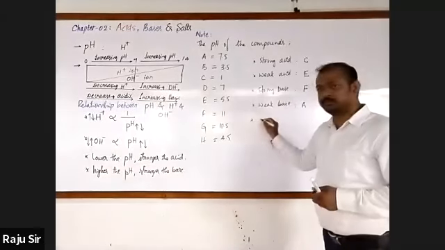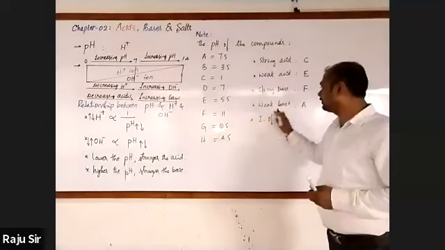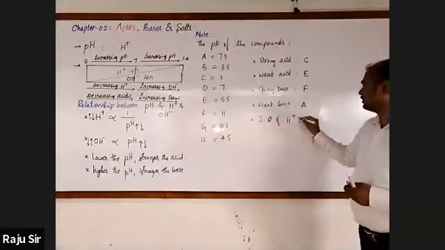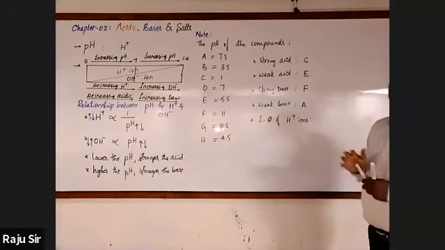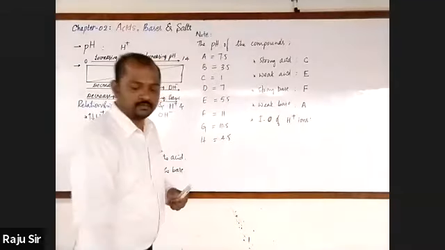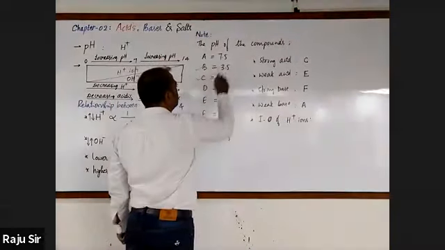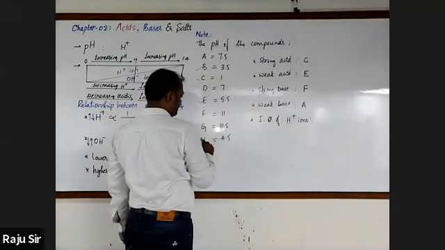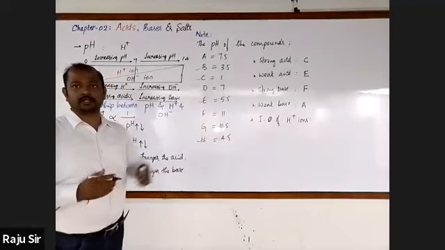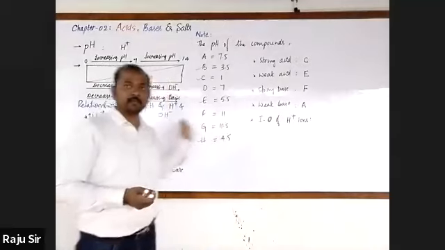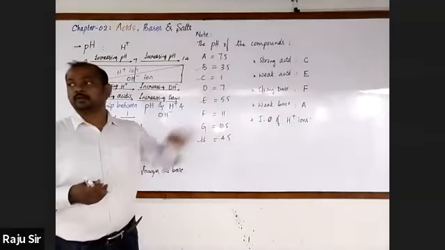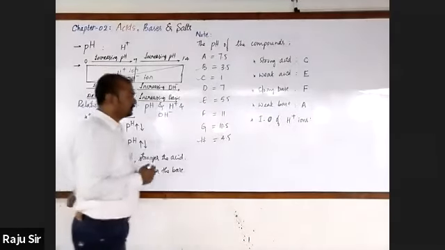Next, just below this, write increasing order of H plus ions. First you identify the acids. The acids are B, C, E and H. Increasing order of hydrogen ion concentration: E, H, B, C. Arrange from lowest to highest. We know that higher the pH, lower will be the hydrogen ion concentration. What is the higher pH?